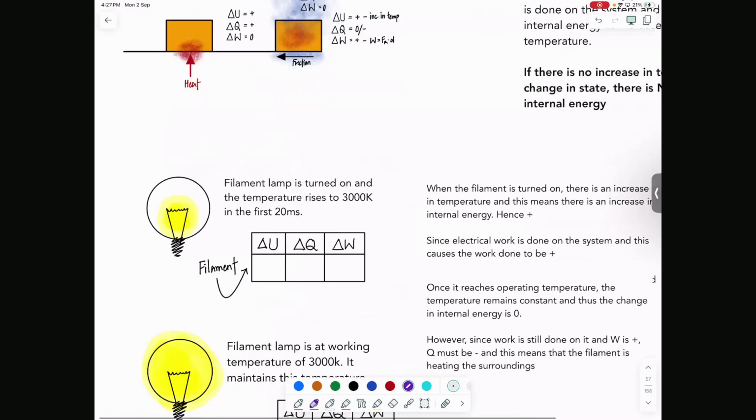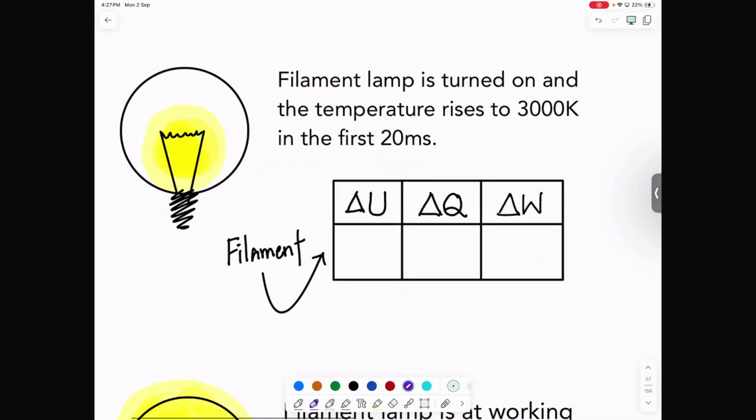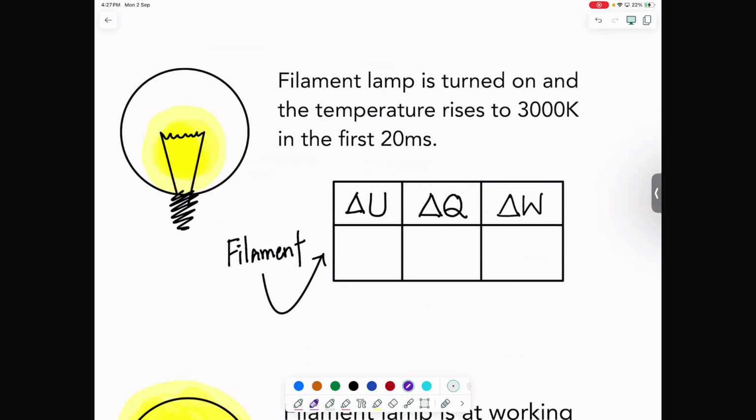So, example. I just want you to write down plus, minus, or zero in the boxes. So look at the question very carefully. There are very few questions on this topic. In the last 25 years, there are maybe 10 questions, okay? You'll find they're very repetitive. It says that a filament lamp is turned on and the temperature rises to 3000 Kelvin in the first 20 milliseconds. So you turn it on, and then the temperature rises to 3000 Kelvin.